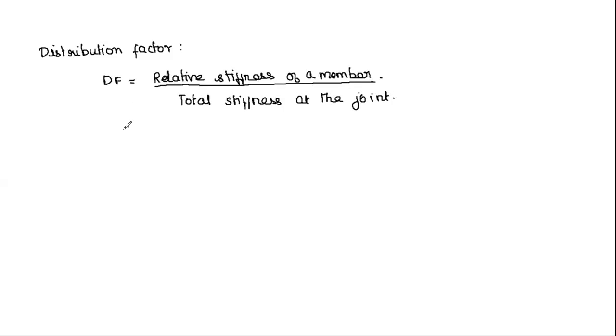And here there is a hint. The summation of distribution factors for all members at a joint is equal to 1.